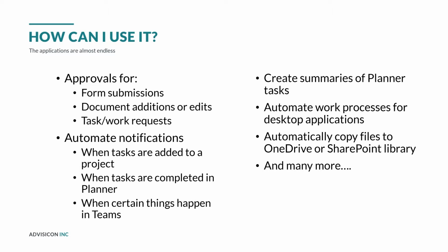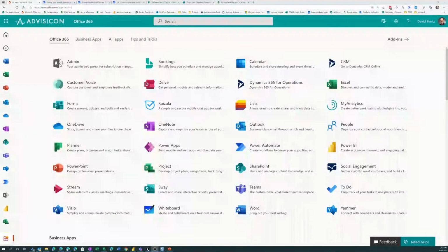And when something happens in Teams, we can create notifications or we can create Teams notifications. We can automate work processes for desktop applications. We can automatically copy files to OneDrive or a SharePoint library and many, many more things. So with that, let's jump right into the tool.